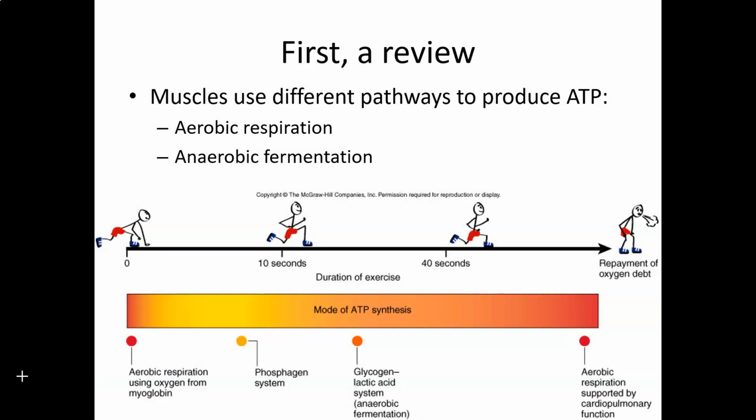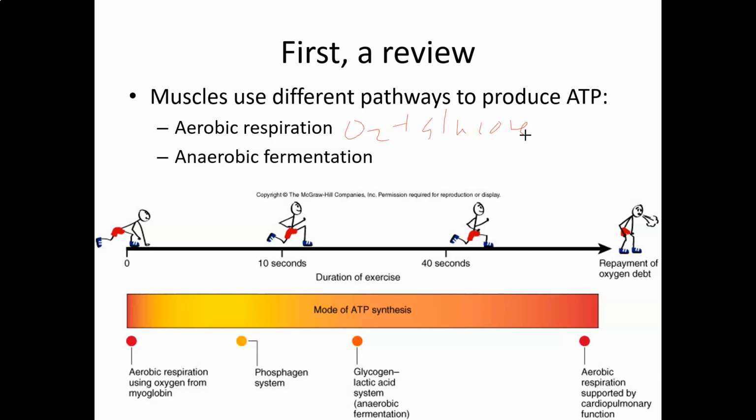All right, we're going to start by talking about the way muscles make ATP. Right now, as you sit there not doing a whole lot, your muscles are using ATP that was made by aerobic respiration. That is, we're going to take oxygen and glucose to get ATP, water, and carbon dioxide.